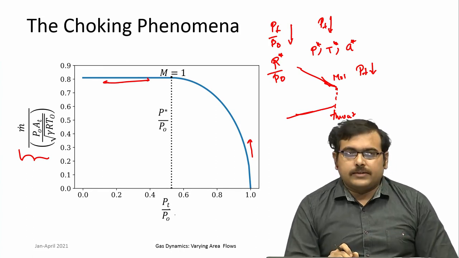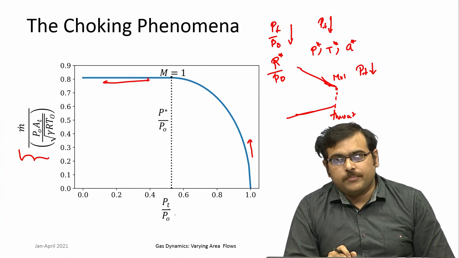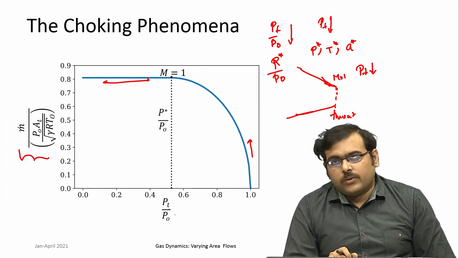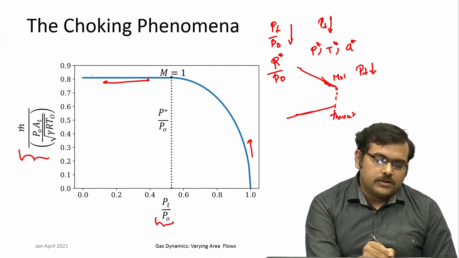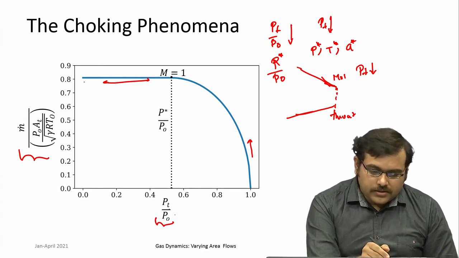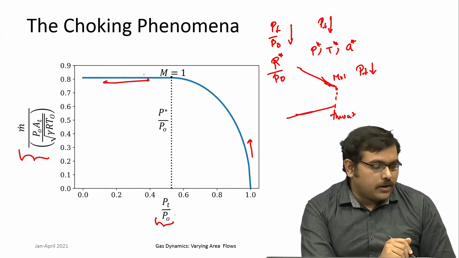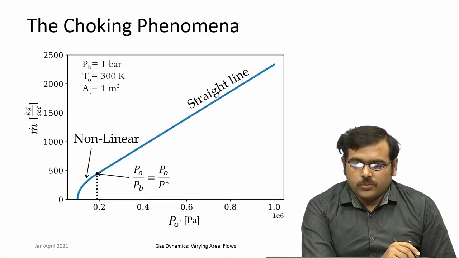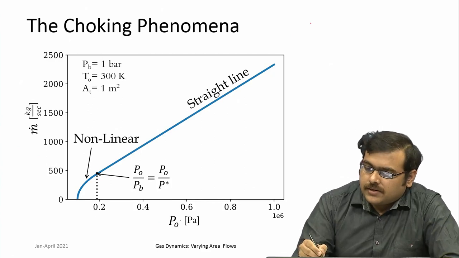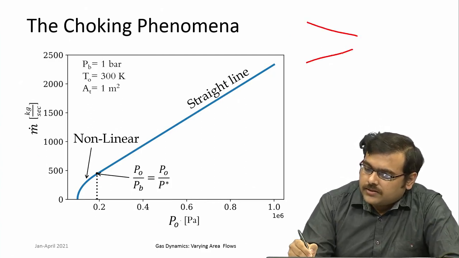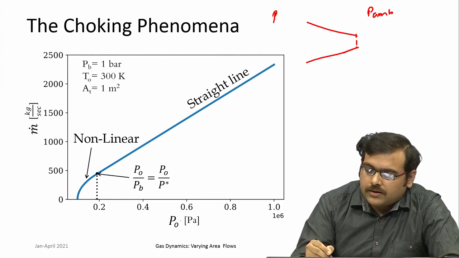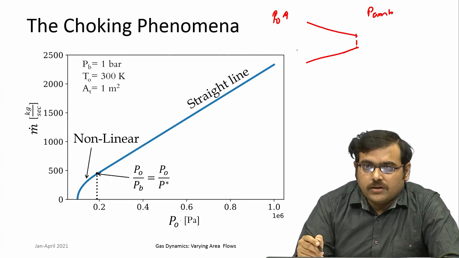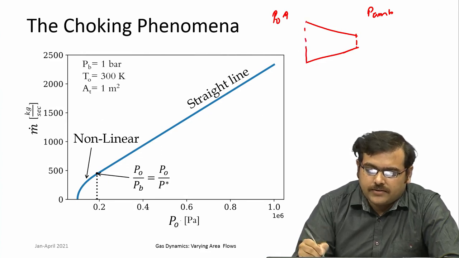Now if you look at an increase in P naught, we were focusing on Pt by P naught, and this is normalized mass flow rate. Normalized mass flow rate of course will become constant, but what about absolute mass flow rate when you consider the case that the convergent nozzle is there, ambient pressure is held constant, and P naught is kept on increasing?